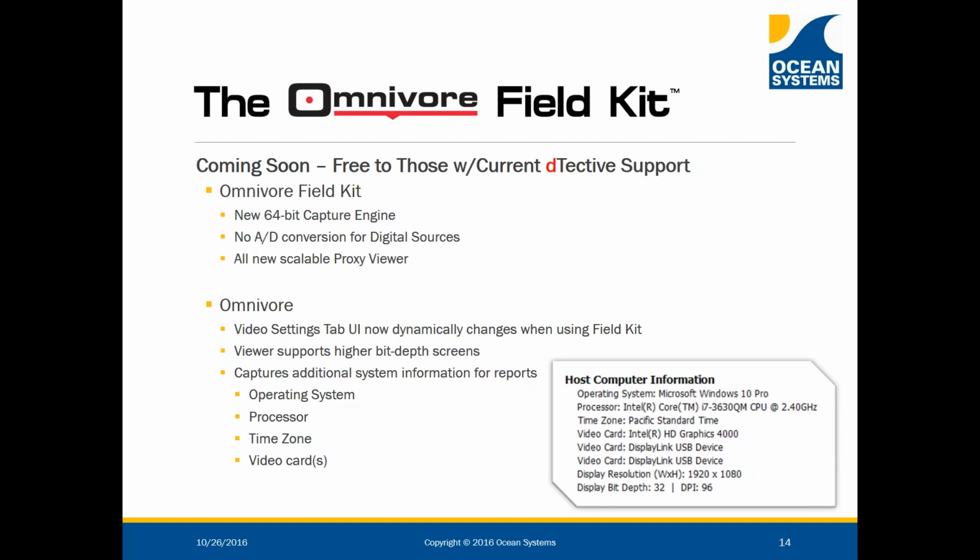The Omnivore software updates include the video settings tab. When you're using the field kit now, it dynamically updates and changes the fields to show you the incoming signal size, so on and so forth, all right within the Omnivore interface, and it does that dynamically as you move the overlay. The new viewer supports higher bit depth screens, and we're also including some additional host computer information in our verification reports.